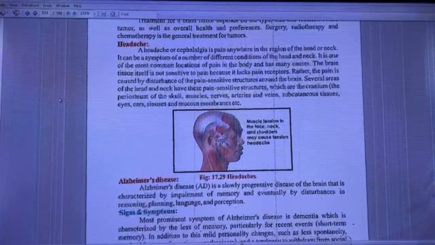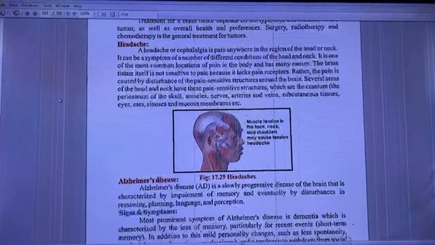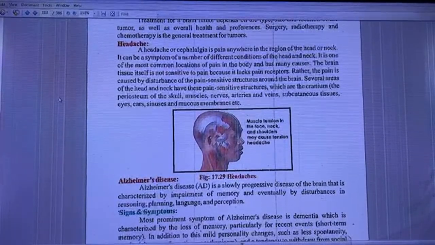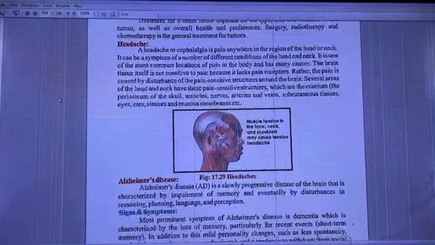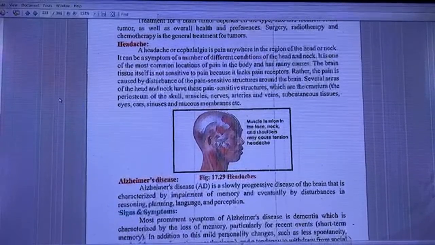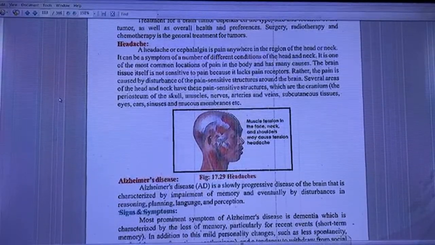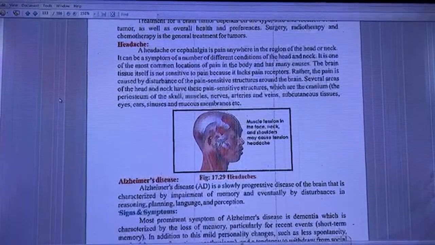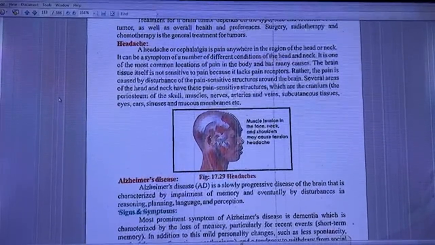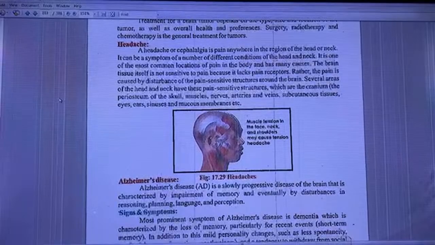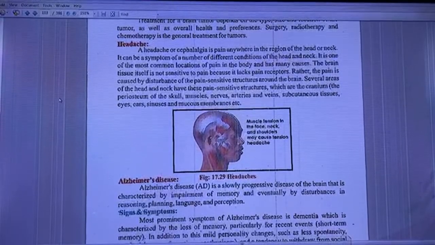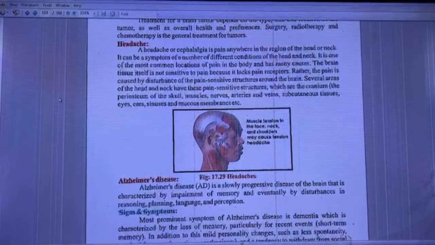The brain tissue itself is not sensitive to pain because it lacks pain receptors. Rather, the pain is caused by disturbance of the pain-sensitive structures around the brain. Several areas of the head and neck have these pain-sensitive structures, which are the cranium, periosteum of the skull, muscle, nerve, arteries, and veins, subcutaneous tissues, eyes, ears, sinuses, and mucous membranes.